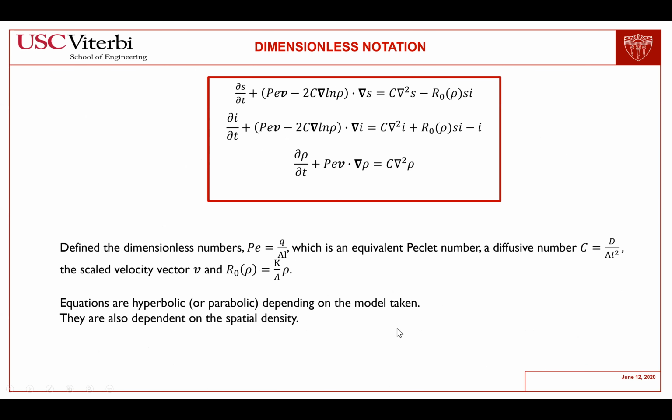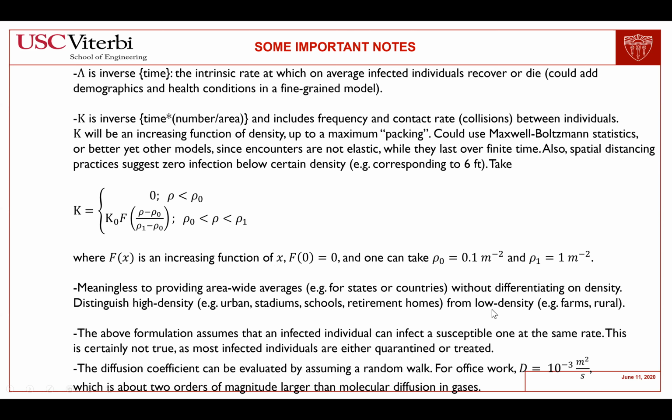I went too fast here. Also, let me say that the formulation assumes that an infected individual infects a susceptible one at the same rate. It's not clear that's the case. Obviously, in practice, we remove infected individuals from circulation, but let's assume that they are all asymptomatic so that we don't know whether they are infected or not.